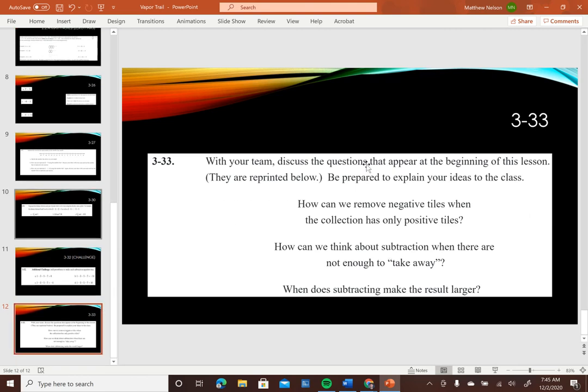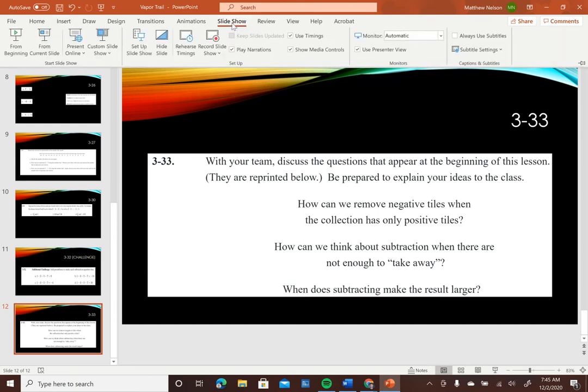And then we're going to be looking at, finally, these main points. So how can we remove negative tiles when the collection has only positive tiles? How can we think about subtraction when there are not enough to take away? And when does subtracting make the results bigger?